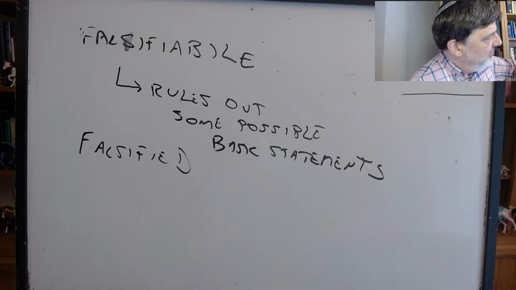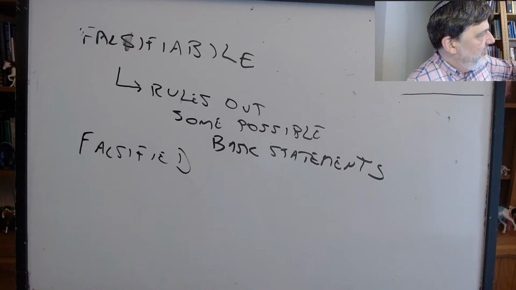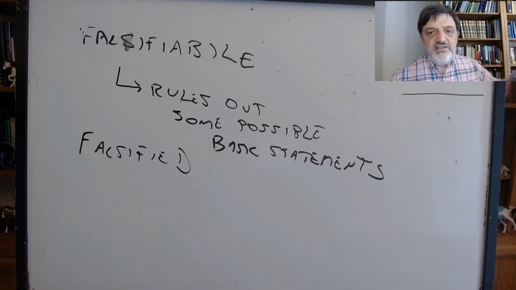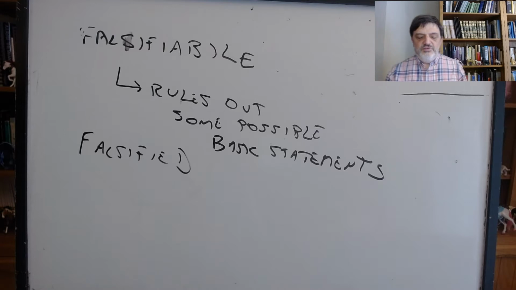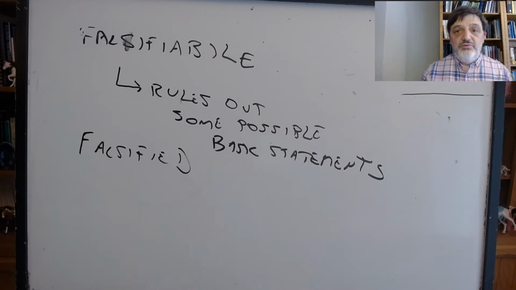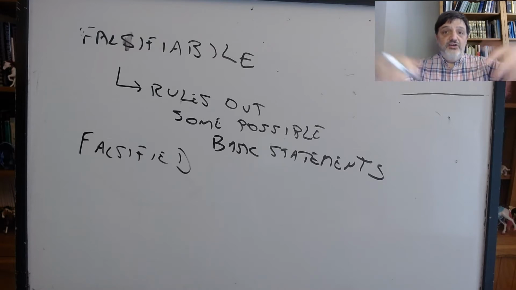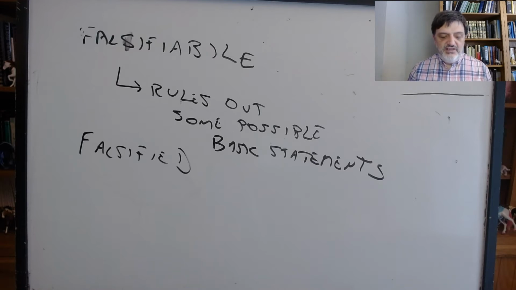So, number one, we're going to use all possible basic statements to decide whether a certain theory is falsifiable. So to decide whether the theory is falsifiable, roughly speaking, you compare it to all the possible basic statements, right? In other words, all the possible items of empirical evidence, and you see if it rules out any of them. If it rules out any of them, then it's falsifiable.